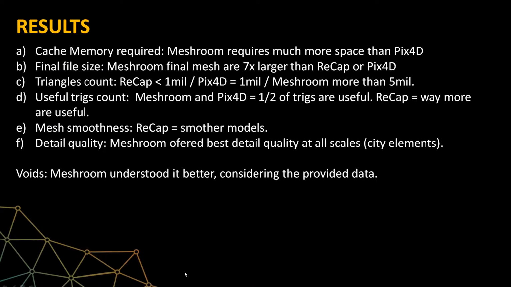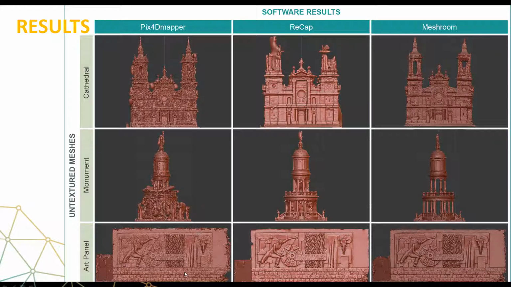Another point that was very visible in the models is how each software treats voids. So if you have voids in the mesh, Mushroom understood it better than the other software. Considering the same data, it could evaluate the voids better. As we can see in this picture, in the upper part of the cathedral, for instance, Mushroom's output creates the tower voids better than the other two. And the same can be seen in the monument, where we have the voids between the columns, and Mushroom will generate the columns with the voids, whereas Recap and Pix4D Mapper could not handle those voids the same way.